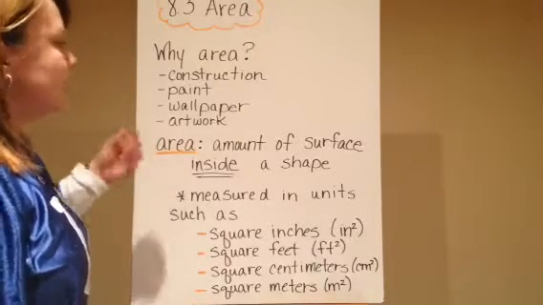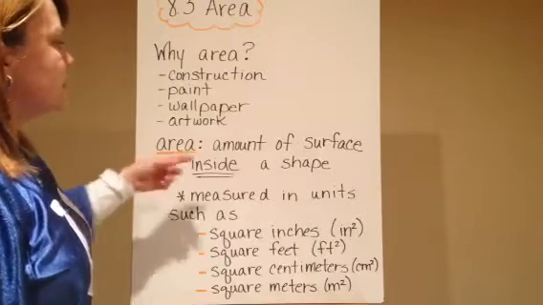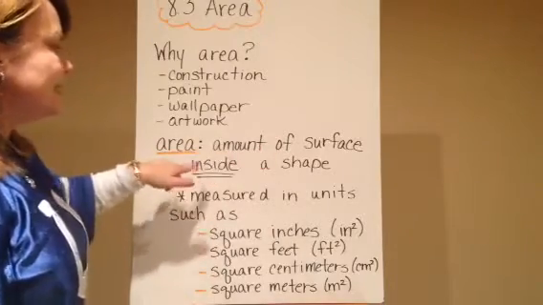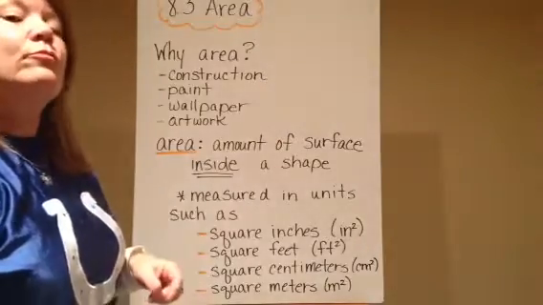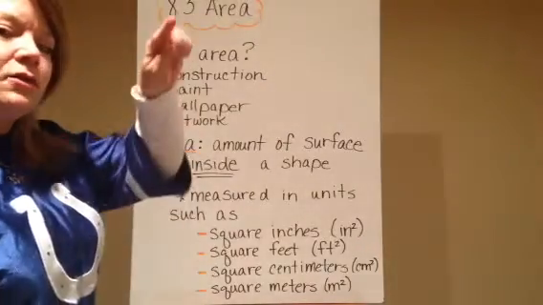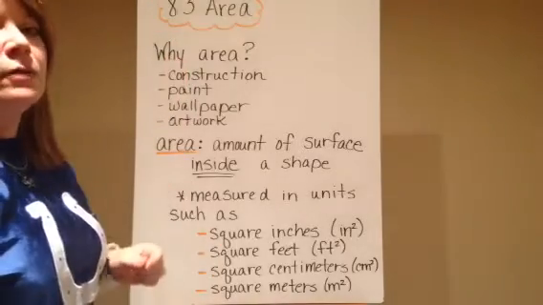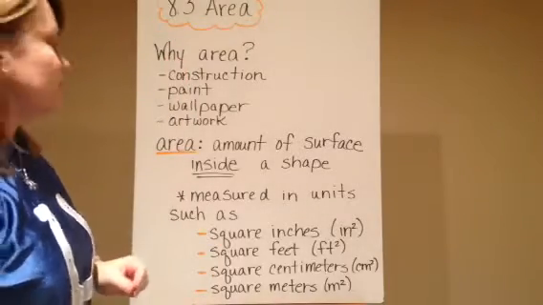So what exactly is area? Area is the amount of surface inside a shape. Now we talked about perimeter the other day, and perimeter was the distance around the outside of a shape. So now we're talking about the inside of a shape.